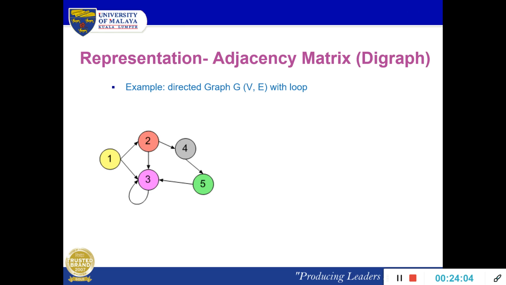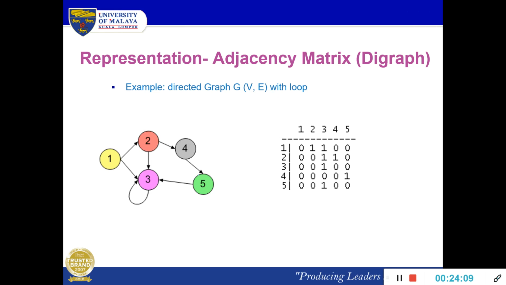So let's say you have a directed graph with loops. So you have here 1, 2, 3, 4, 5. Let's see 3. 3 to 1, you don't have. 3 to 2, you don't have. You have 2 to 3 but not 3 to 2. 3 to 3, you have 1. 3 to 4, 0. 3 to 5, also 0. 4 all 0 except for 4 to 5.